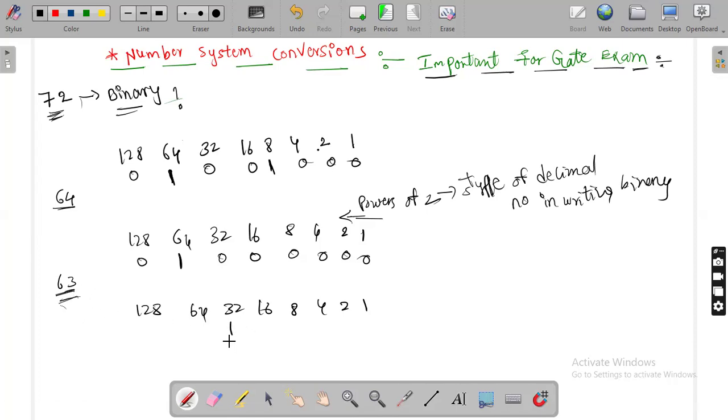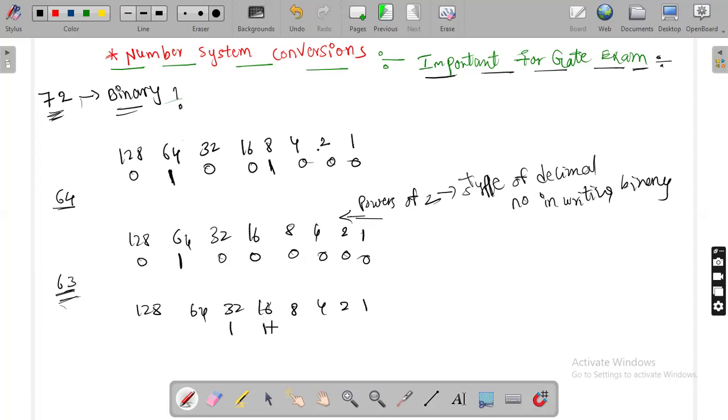32. How much left? In 63, you spent how much? 32. Then how much left? 31 left. 63 minus 32, which is 31. What is the nearest number to 31? Definitely 16. So write 1 here.